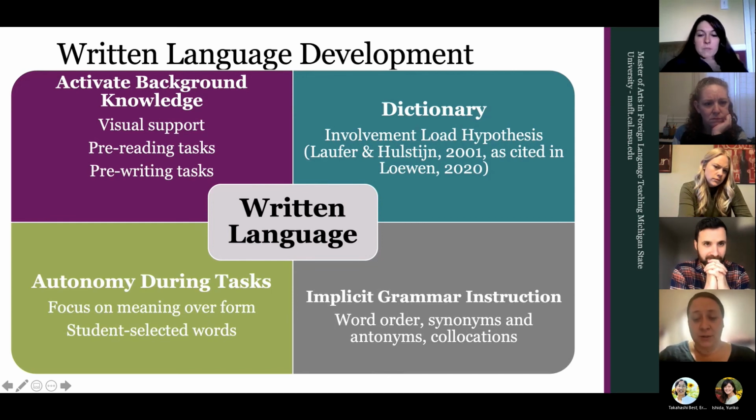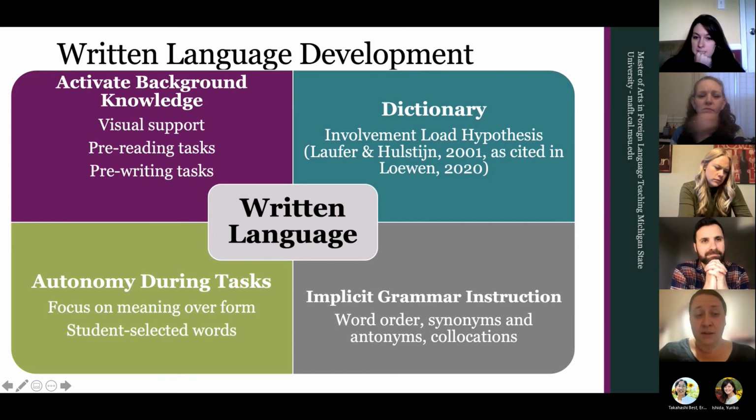And then implicit grammar instruction, my last item there, is just that you can also consider the word order in your target language in what order you want to arrange the words on your word wall. So for example, in Chinese, we have the subject before the verb. So that's the order I put it on my word wall as well.